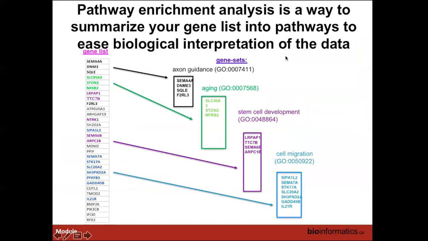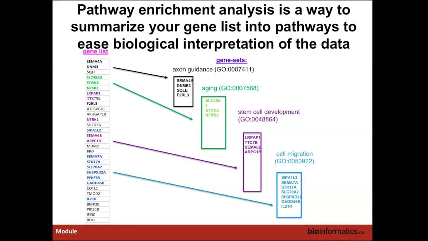Sometimes we think that pathway analysis is complicated, but it's actually just a way to organize our gene list in different categories that are biological processes. Let's say this is, on the left, the gene list that we would like to interpret. What we can see is that the black genes maybe belong to the axon guidance pathway, the green genes to aging, the purple to stem cell development, and the blue to cell migration. So what we did is that we summarized into four pathways.